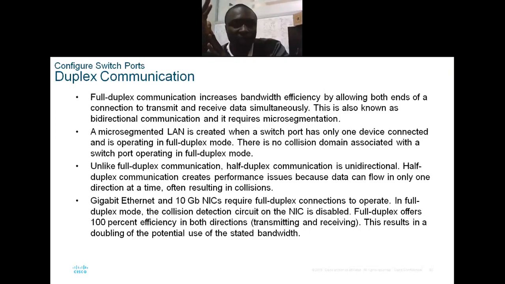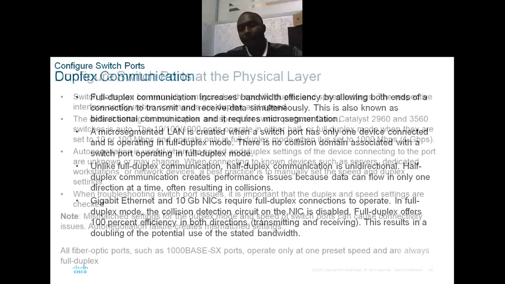Unlike full duplex communication, half duplex communication is unidirectional. So with half duplex, you can transmit, then you can receive afterwards. But in full duplex, you can transmit and receive both at the same time. Gigabit Ethernet and 10 gigabit network interface cards require full duplex connections to operate. In full duplex mode, the collision detection circuit on the network interface card is disabled. So full duplex offers 100% efficiency in both directions, both transmitting and receiving, and this results in a doubling of the potential use of the stated bandwidth.